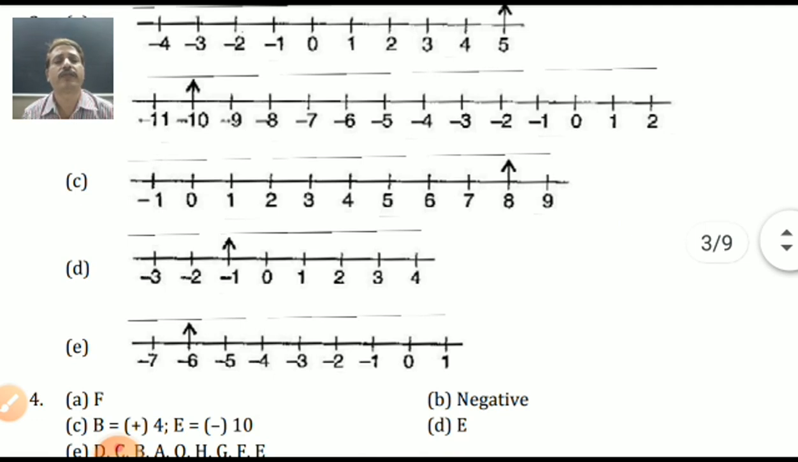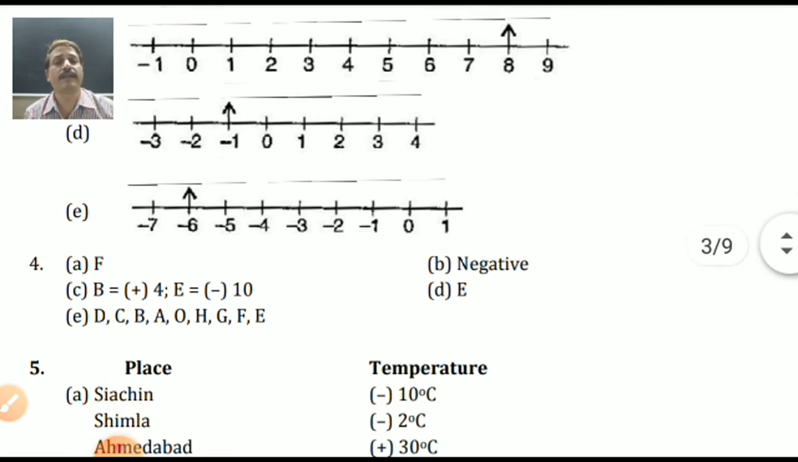Yes, my dear students, the answers are here, on the number lines. I asked which point has minus 8, that is F. Yes, that answer for B is negative. C, B is equal to plus 4 above the 0, and below the 0, E is minus 10. And the last one is T, C, B, A, O, H, G, F, E.